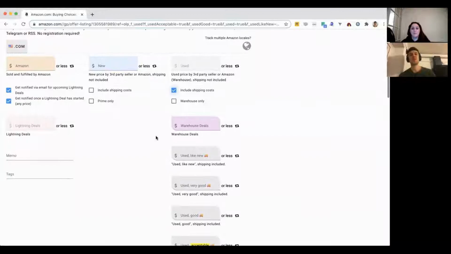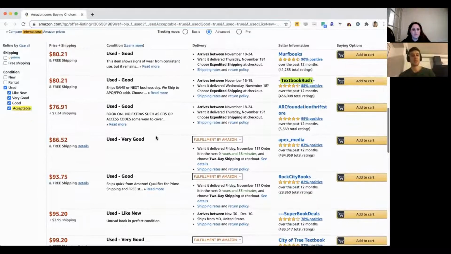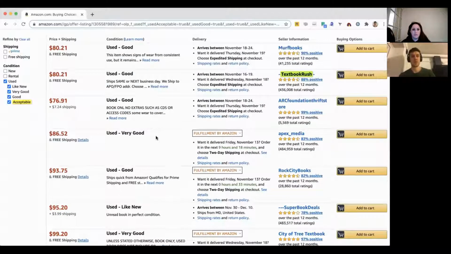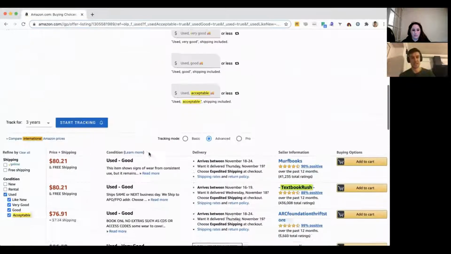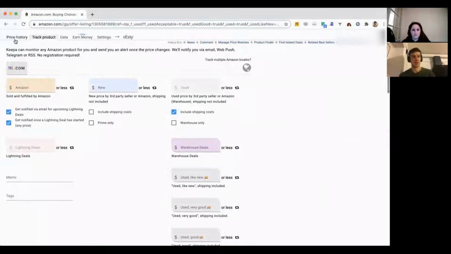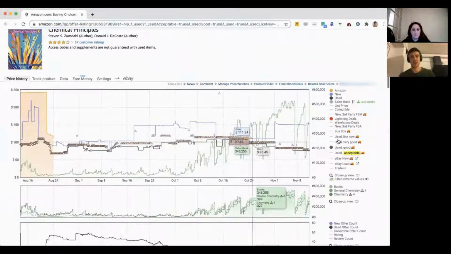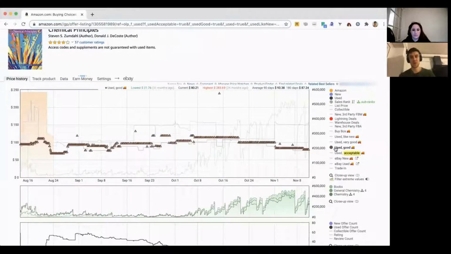Almost, yeah. So for example, with this book, we can see that the lowest merchant fulfilled offer is $80, and then the FBA is $86. If we look at the chart, we can see that the average used price over the last 180 days is between $80 and $90. So for me, I want to set this alert for $40, $45, maybe $50.